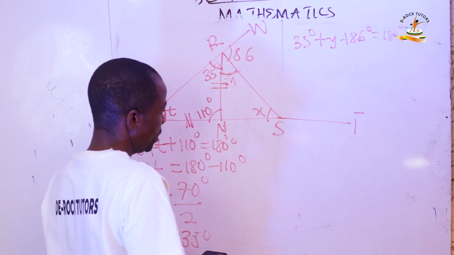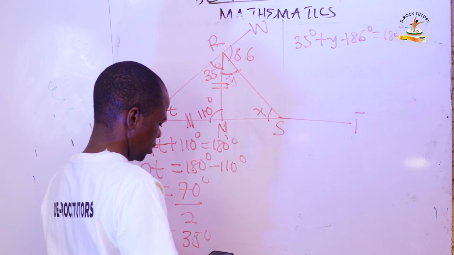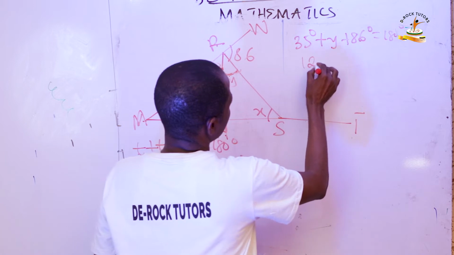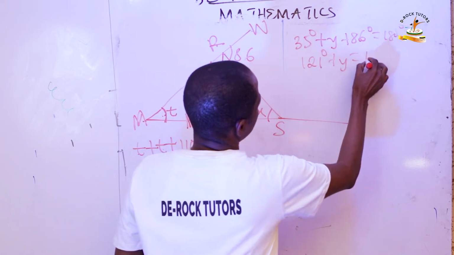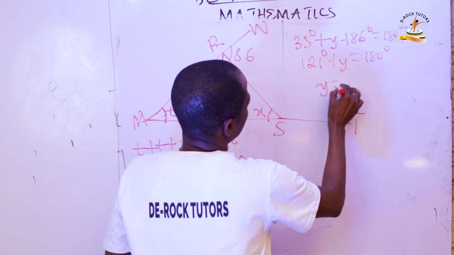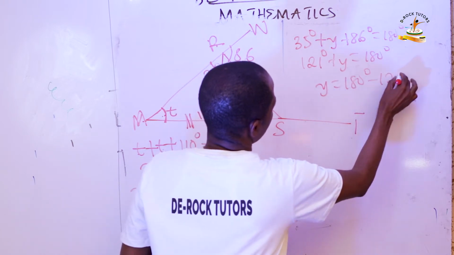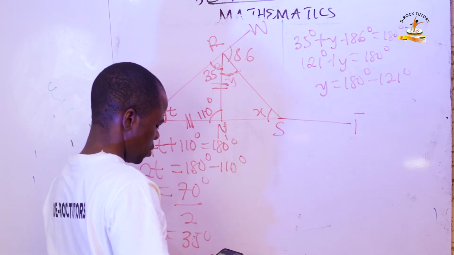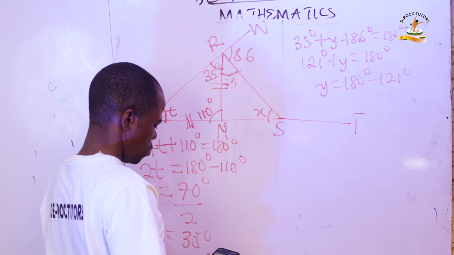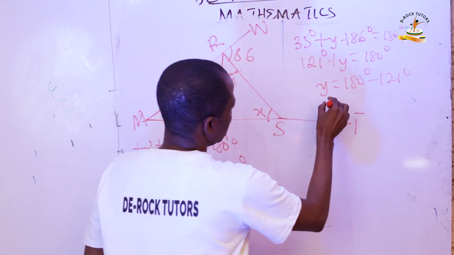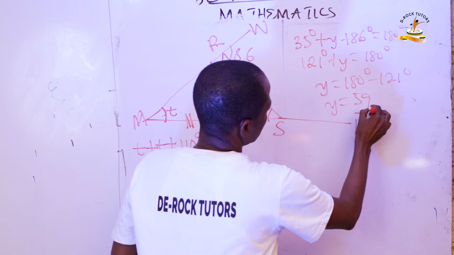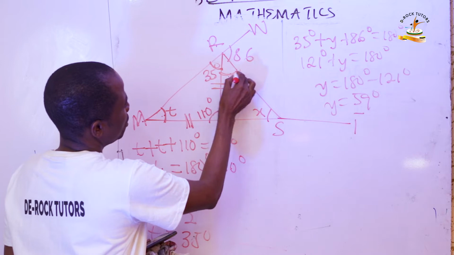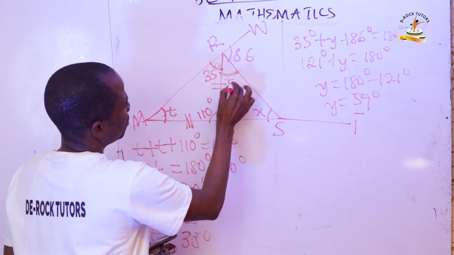Now, if you add 35 and 86 degrees, that's 86 plus 35. That is 121 degrees. 121 degrees plus y is equal to 180 degrees. So y is now 180 degrees minus 121 degrees. That's going to be 180 minus 121. That's 59 degrees. So y is equal to 59 degrees. So which means the angle here is 59 degrees.